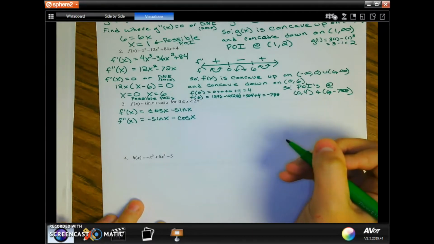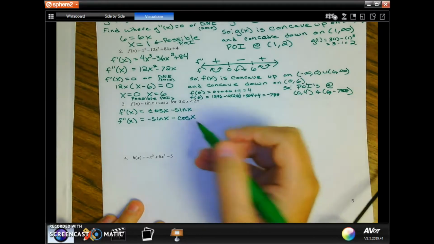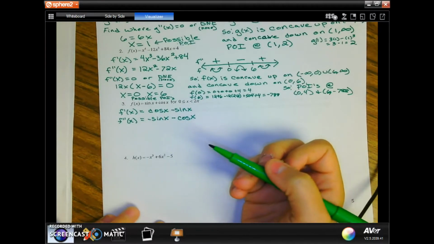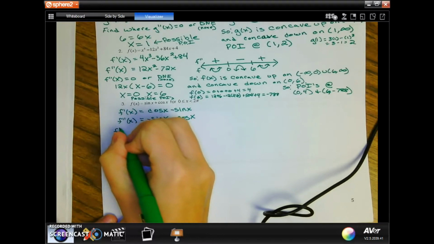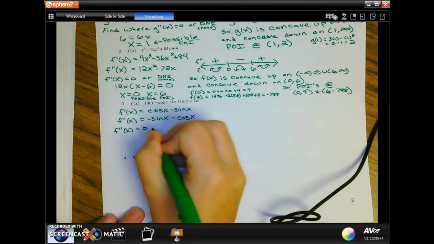Okay, so now I took the second derivative, and now I need to figure out where the second derivative equals 0 or where the second derivative does not exist. I don't need to worry about it not existing anywhere because it's sine and cos, so it's bounded. I'm not dividing by 0 or anything like that. But I can figure out where the second derivative equals 0.